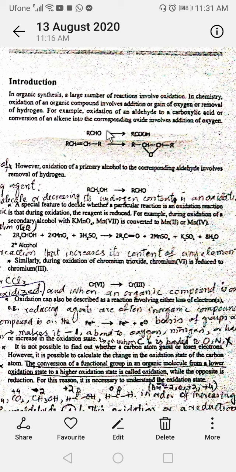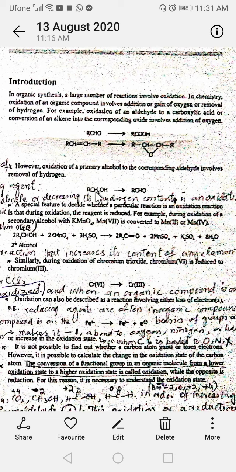So when aldehyde is changed into carboxylic acid, or when alkene is changed into epoxide, then it is what? It is the oxidation.